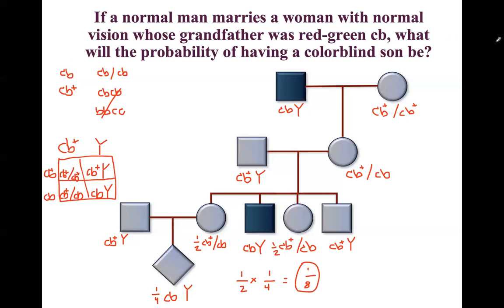So the question is, what will the probability of having a colorblind daughter be? I'm going to wait for answers in the chat. What's the probability of having a colorblind daughter? I'm talking about this diamond here. What's the probability of having a colorblind daughter?